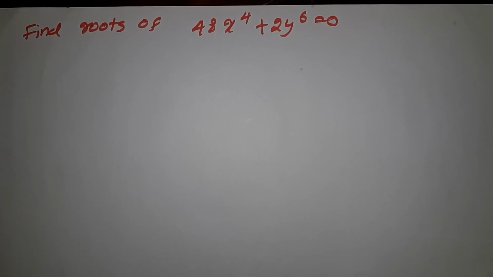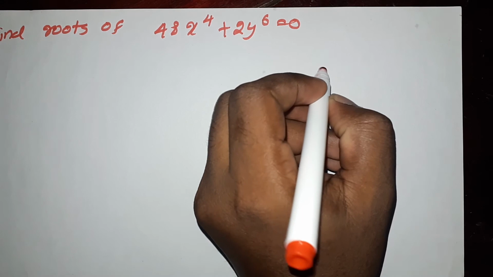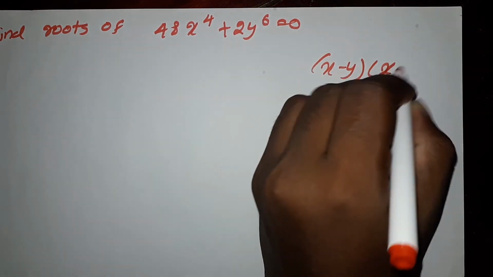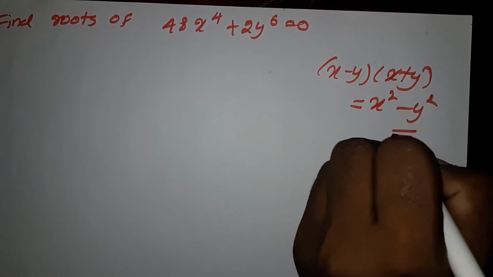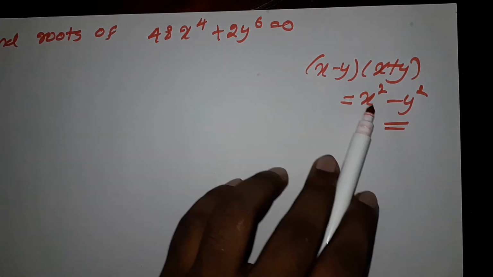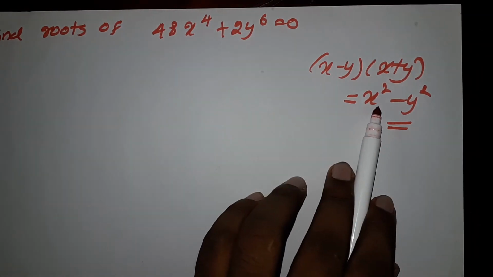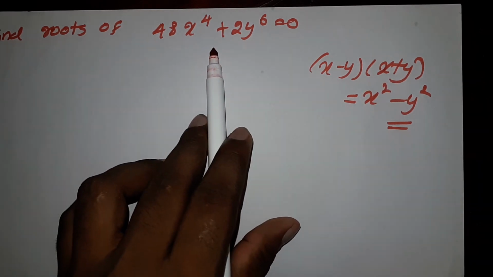Let's use the concepts in complex numbers to find the roots of the equation 48 into x to the power of 4 plus 2y to the power of 6 equals 0. Before trying to solve for the roots, I would like to reiterate that there exists a relationship such that x minus y into x plus y is equal to x squared minus y squared. So if I can somehow get this equation to this form, I can easily get the roots as x minus y into x plus y. So let's see how we can do that.